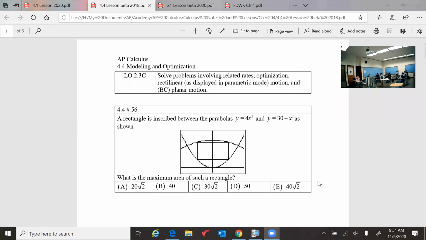So this is 4 beta. We're just going to set this problem up. Think about what you did yesterday with the rectangle that was beneath the sine wave, and tell me, what's the x coordinate? What's this coordinate right here? On the bottom of this rectangle, what do you think you call that?